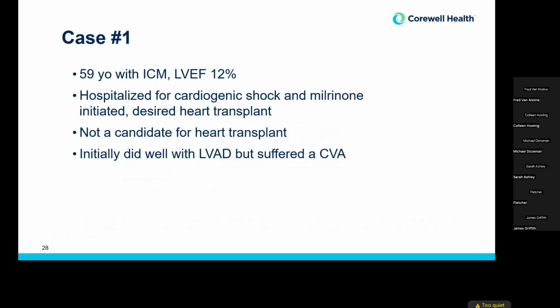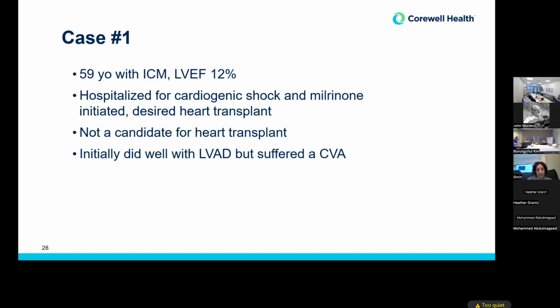Our first case was a 59-year-old with ischemic cardiomyopathy with a left ventricular EF of 12%. He was hospitalized for cardiogenic shock, and milrinone was started, and he wanted a heart transplant. But because of socioeconomic issues, with lack of support, he was not deemed a candidate for a heart transplant. But they were able to see him for an LVAD, which he did get.